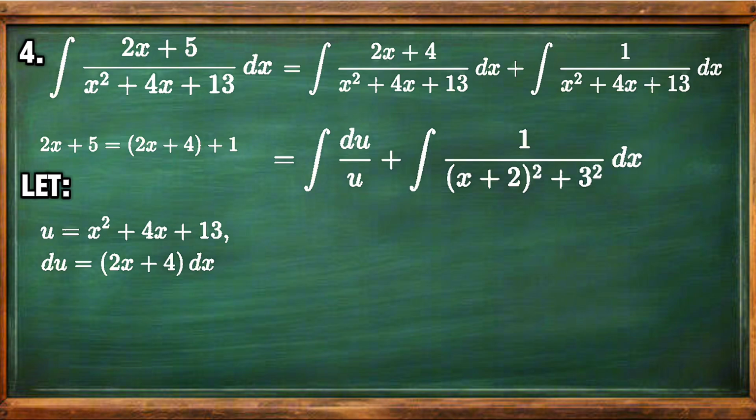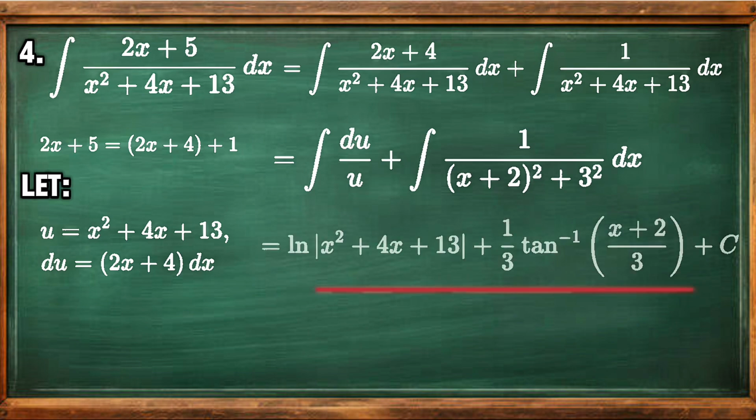For the second part, we complete the square in the denominator. We rewrite x squared plus 4x plus 13 as the quantity x plus 2 squared plus 9. Now that the expression is in the form of squared term plus a constant squared, we can apply the standard inverse tangent formula. This gives 1/3 times the arctan of x plus 2 over 3. By adding both parts together, our final answer is ln of x squared plus 4x plus 13 plus 1/3 times the arctan of x plus 2 over 3 plus c.